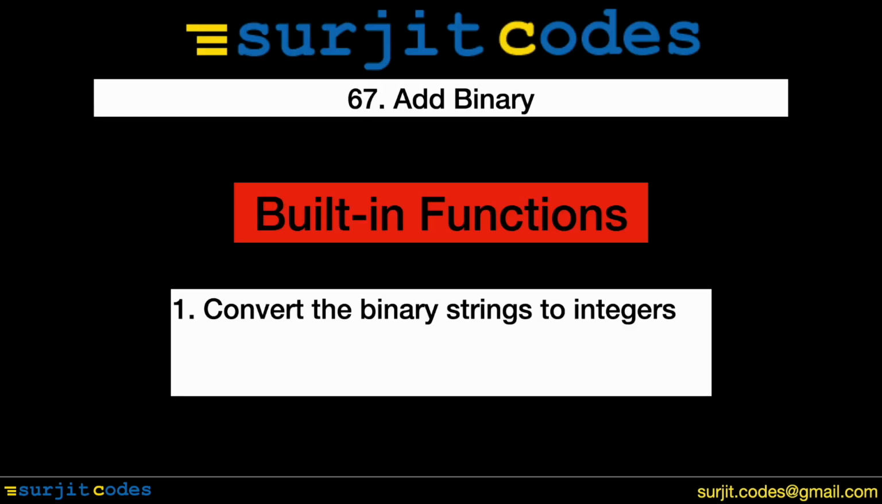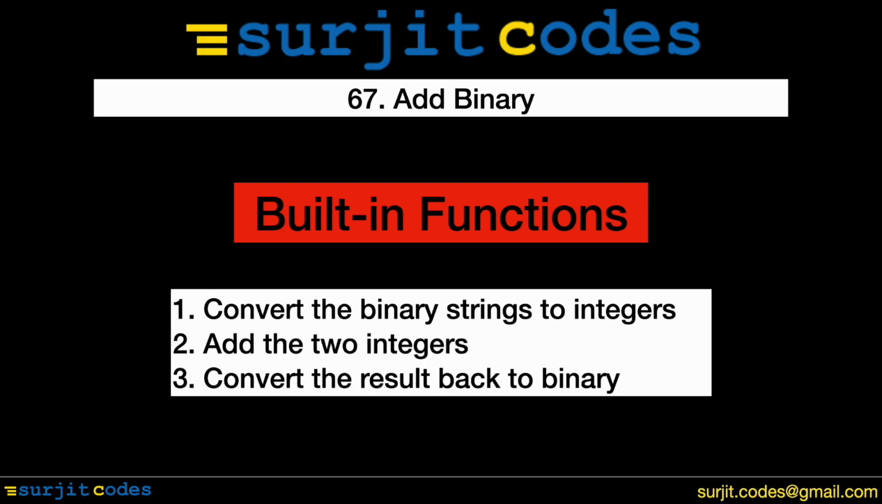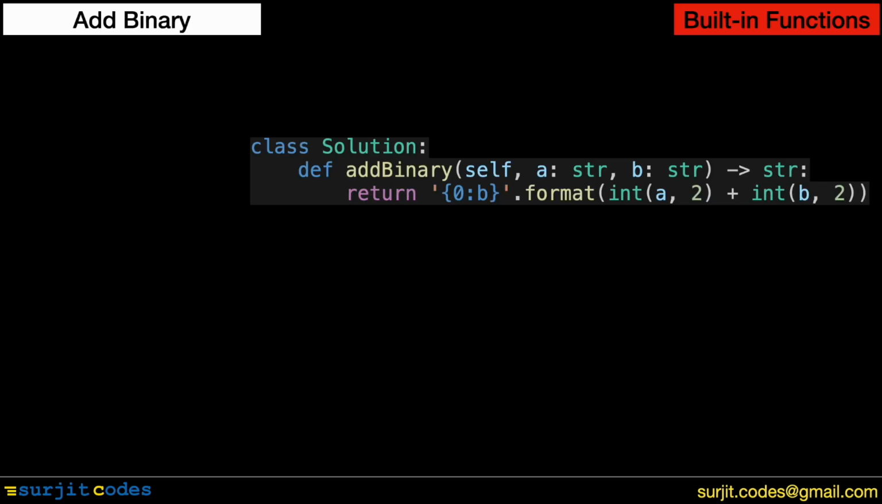First, we convert the binary string to integers. Most languages such as Python and Java have built-in functions to convert binary strings to integers and vice versa. Next, we add the two integers, and finally we convert the result back to binary string.